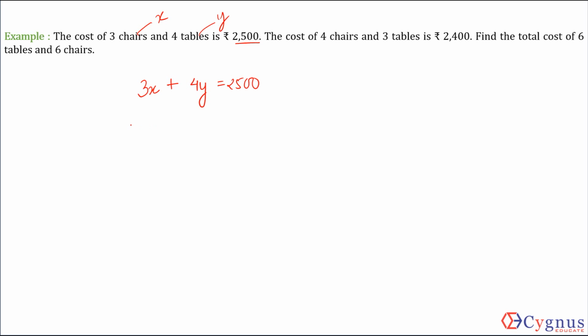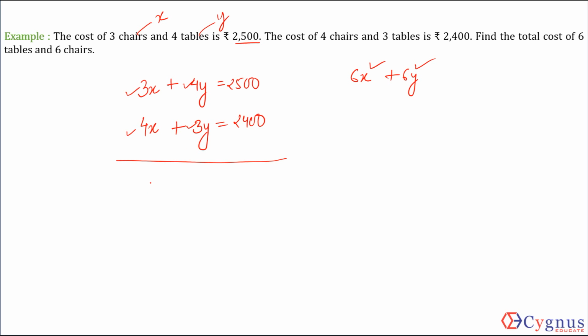The second statement says that the cost of 4 chairs, that should be equal to 4x, and 3 tables will be equal to 3y. This is equal to 2400. Yes or no? I've got two equations and two variables. Now what he's asking is the cost of 6 tables and 6 chairs. He's not asking x and y individually. So the easiest method here would be what? I'll tell you. Look at their coefficients. It's 3 here, 4 here, and here it's reversed, 4 and 3. So instead of solving these two equations by elimination or substitution, do one thing, add them.